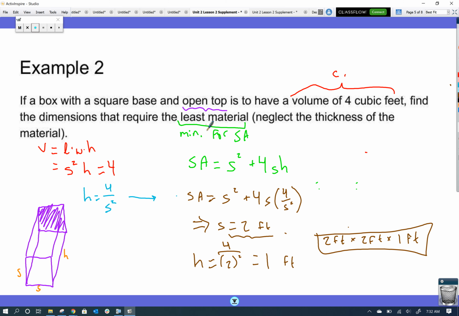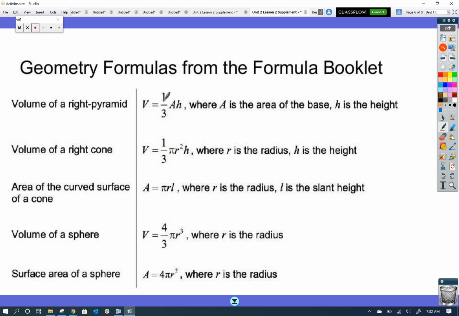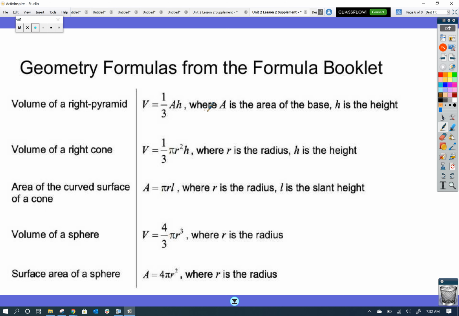All right, very cool. So what I want to do next is, for example 3, the next example is very similar to example 2. So I want to use this. Oh, I was working out the problem a different way. Don't mind that. Oh, yeah, actually before we get to that, these are the geometry formulas you get in your formula booklet, just for your reference, so you don't need to memorize those. But like I said, for assessments in this class, I'll give you any of the more difficult formulas.